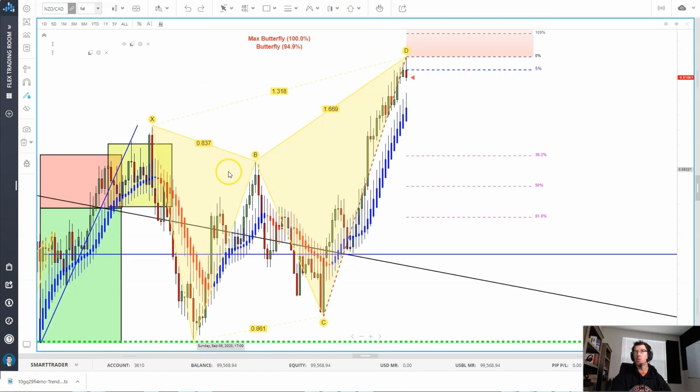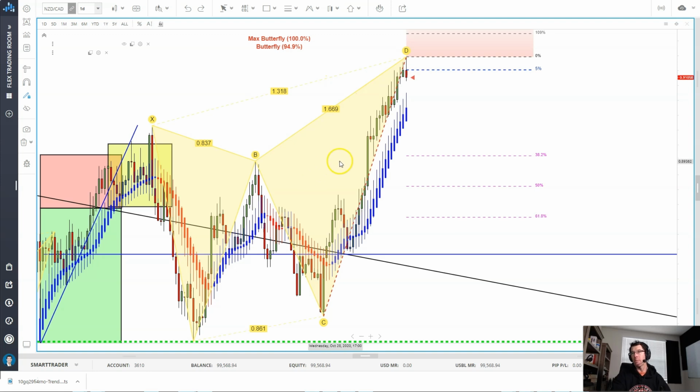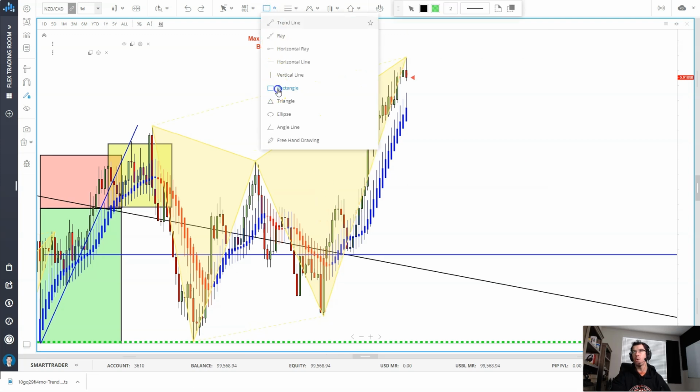Okay, so here we have an actual currency pair. This is New Zealand CAD, and I have a daily harmonic pattern. Now this is a max butterfly that is fully confirmed and a butterfly that is 94.9% confirmed. Probability to me is very high. You can see that I have a 382, 50, 618 window. This, in fact, is going to be my profit window.